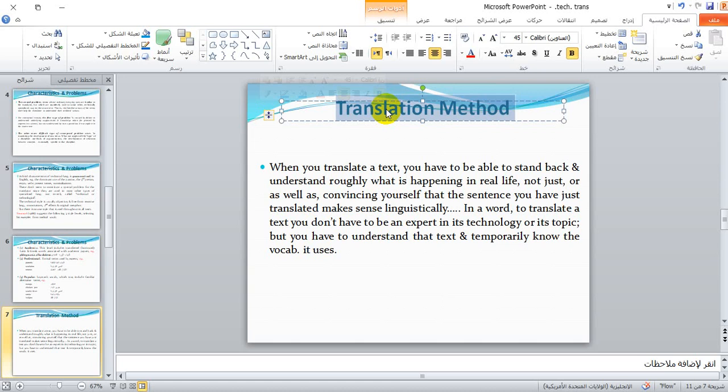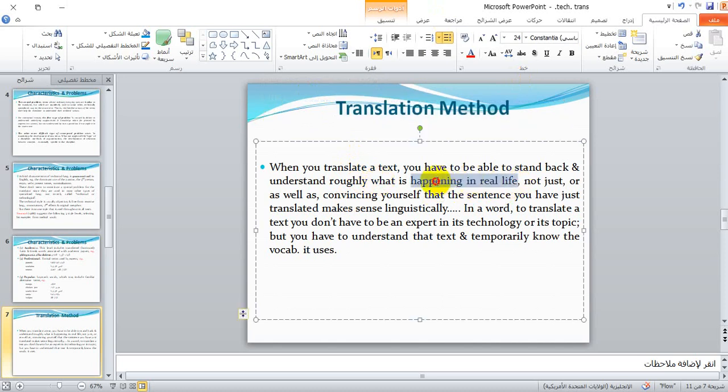Inshallah, in this part, I'll give you pieces of advice. The first one is when you translate a text, you have to be able to stand back and understand roughly what is happening in real life, convincing yourself that the sentence you have just translated makes sense linguistically. Okay? It's very important.